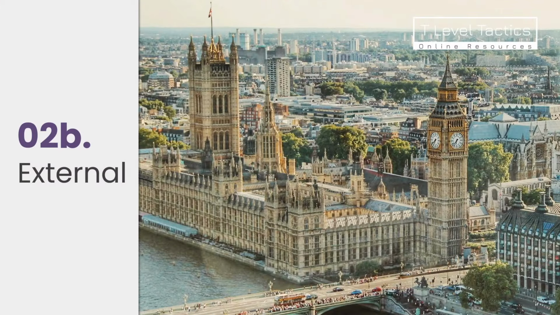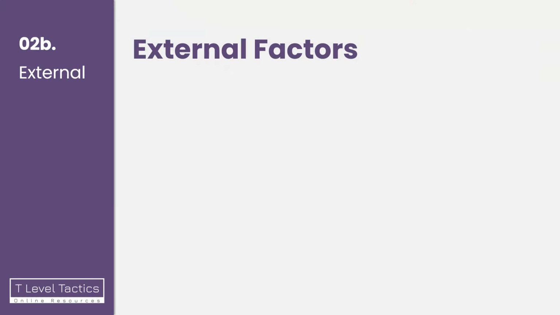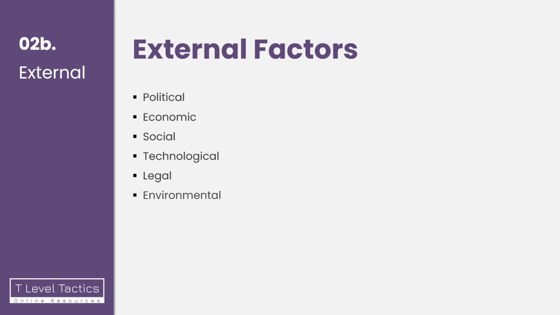Let's take a look at those external catalysts. These are going to look somewhat familiar if you've been following along with all the videos up to now. We're going to look at political factors, economic, social, technological, legal, and environmental factors that could contribute to change in an organization.